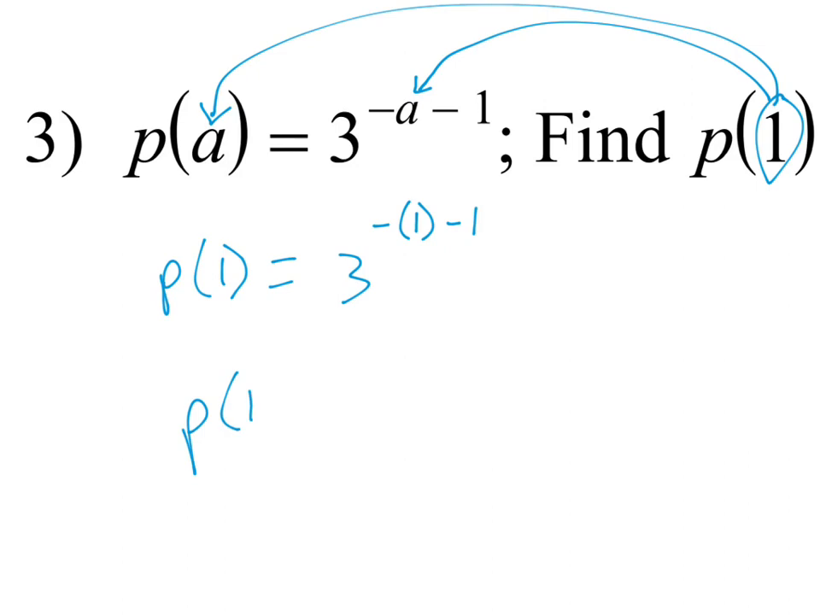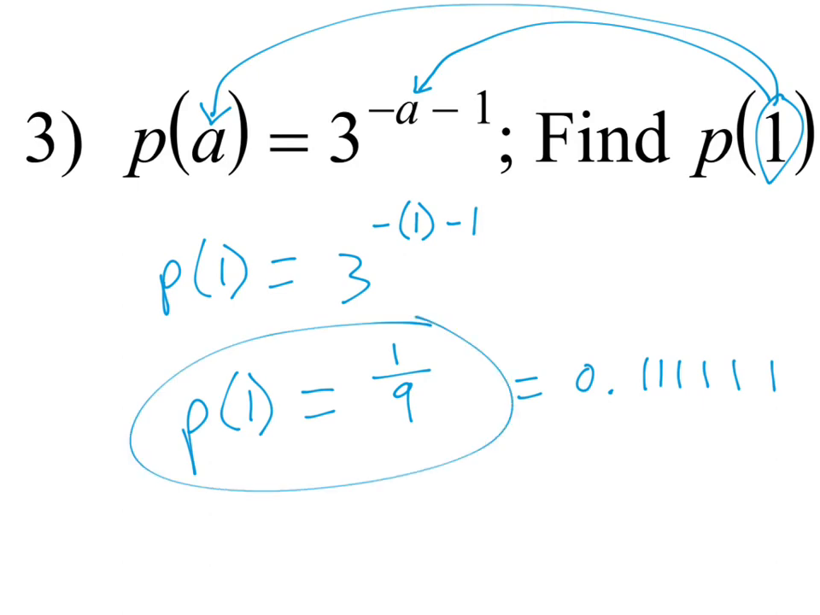Alright, so P of 1 should have gotten you something along the lines of 1/9, or 0.11111. It was ones forever. It's because this makes -2, and 3 to the -2 is 1 over 3 squared, which is 1/9. Okay, anyway, so you get this answer here. If you can turn it into a fraction, go ahead and turn it into a fraction. It makes it much nicer instead of writing out a whole bunch of ones, or whatever the weird decimal is. So that's what we were doing yesterday.